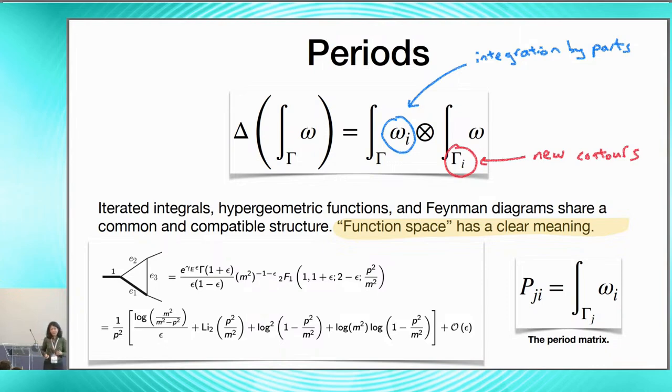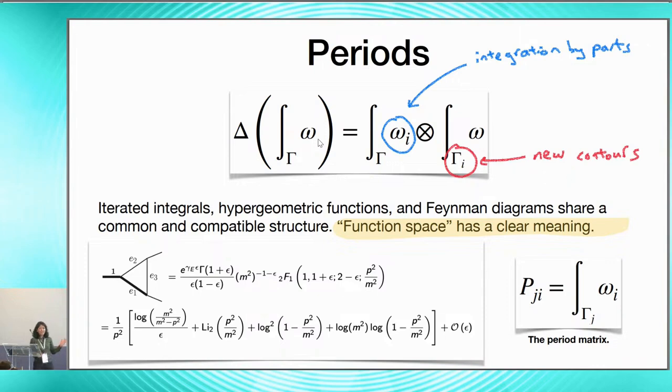And all these coactions, indicated by delta, they all have a common structure, which is, if you represent something as an integral, which is a pairing of an integrand and an integration contour, then you get two items in the tensor algebra, and they're related by changing the differential form and the integration contour in a specific way. So these integrands are related by integration by parts identities, and here you just have to find a set of new contours.